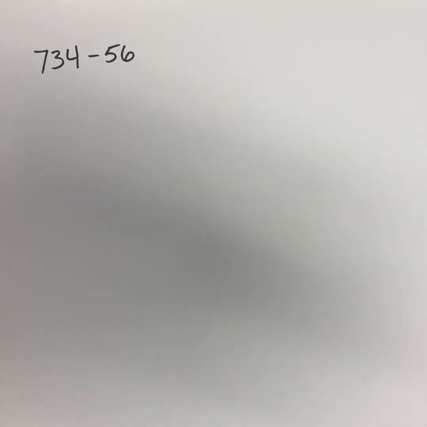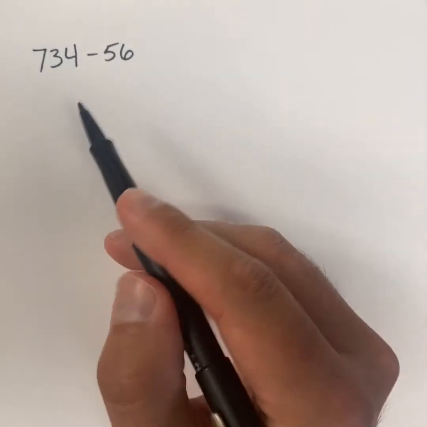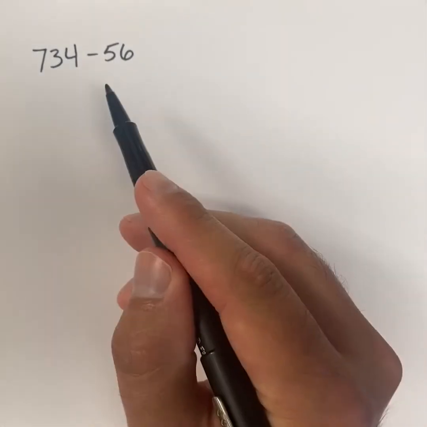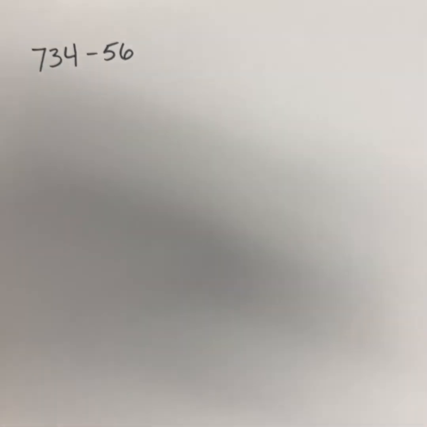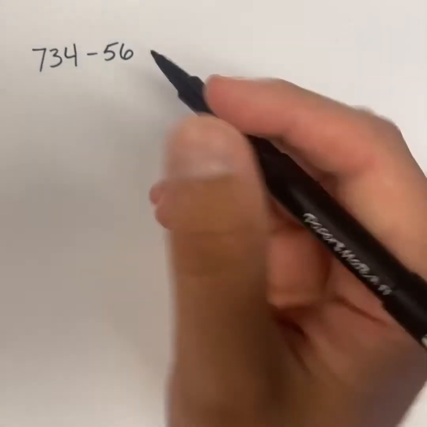Let's start with a number that doesn't have a decimal in it, just to show you what I'm talking about when I say that you need to make sure that you have things organized. If we were going to do this problem right here, 734, and we're going to subtract 56 from that, we have to make sure that we have everything in line. And what I mean by that is our tens have to line up with our tens, our hundreds have to line up with hundreds, ones have to line up with ones.